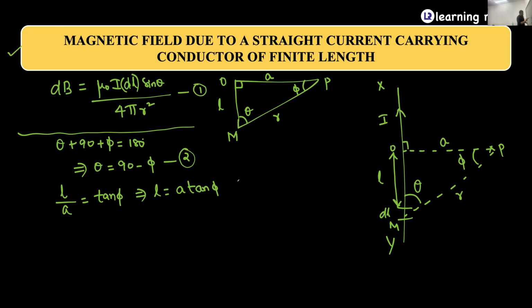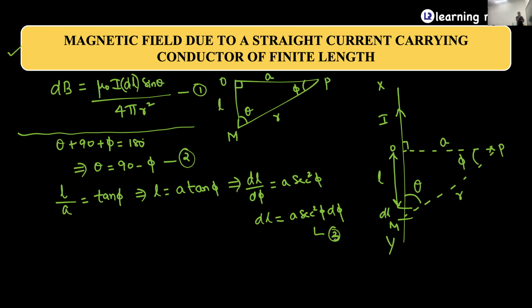So when I differentiate on both the sides with respect to phi, what do I get? A times derivative of tan phi is going to be secant square phi. So dL will be equal to A times secant square phi d phi. So dL, which I need to substitute here, I got a value, which I'll call equation number 3. So dL is equal to A secant square phi d phi, 3, which can be substituted back in 1.